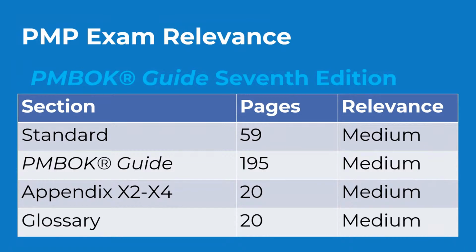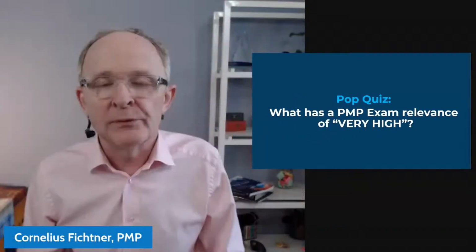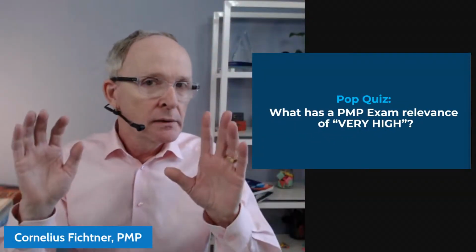Okay. Now then, let me take us all back to this question here, because you may have noticed that I didn't put very high in any of these, right? PMBOK 6 was high, PMBOK 7 is kind of medium. What has a PMP exam relevance of very high?